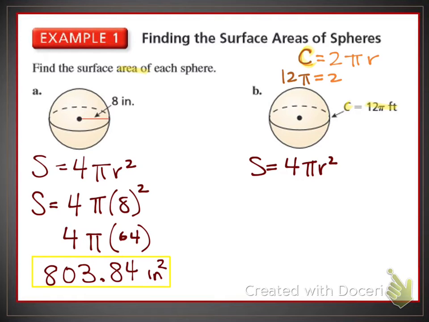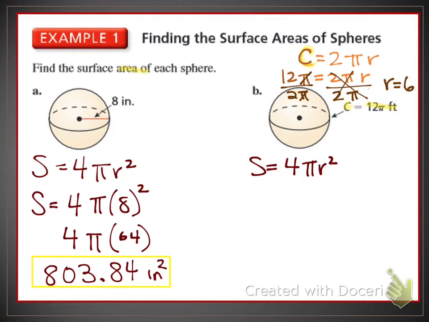12 pi equals 2 pi r. You could honestly use your brain a little bit. You can finish the algebra, but 2 times pi times the radius gave me 12 pi. So what did I have to multiply by 2 pi to get 12 pi? 6, which is the radius. If you did not follow that, that's fine. You would just divide by 2 pi. The pi's cancel, and 12 divided by 2 is 6. So either way we do it, the radius is 6.